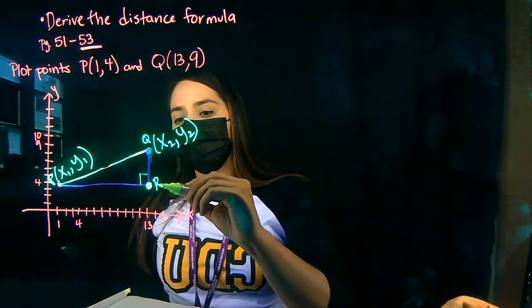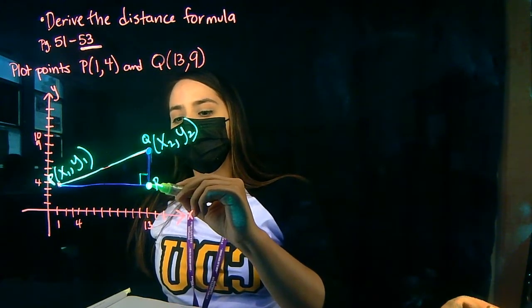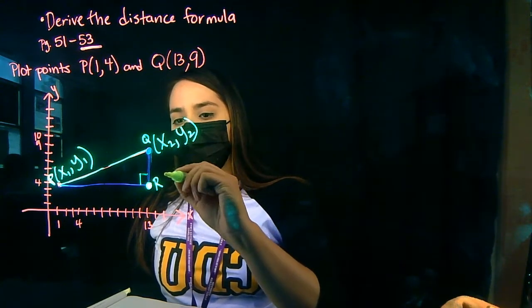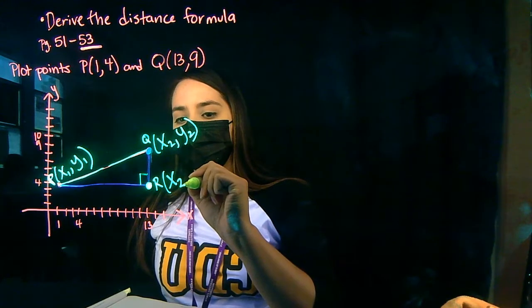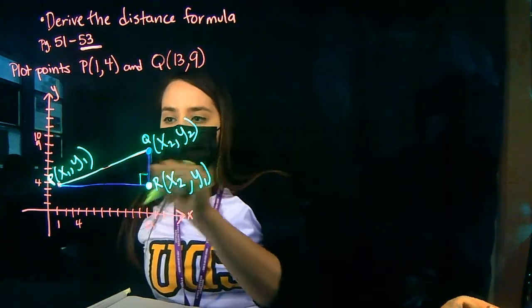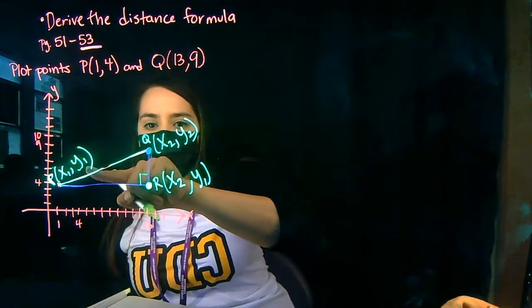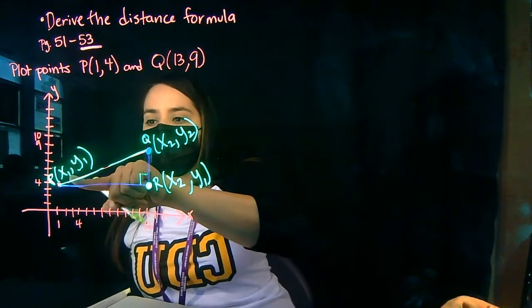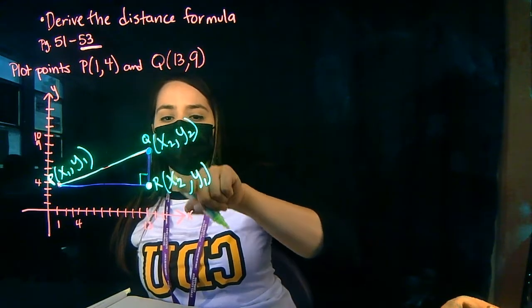If you look at R, it had a coordinate in common with Q, and it was the x value, right? So we could say that R is x2, y1, because it had the same y value as P. So the same y value goes for R right here. The same x value for Q goes here.